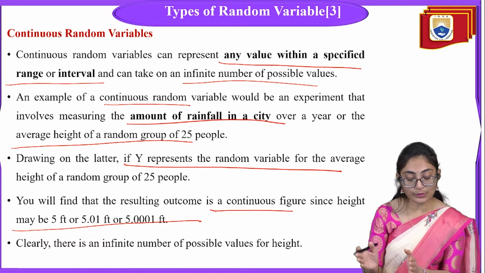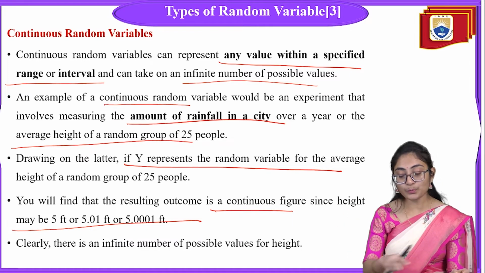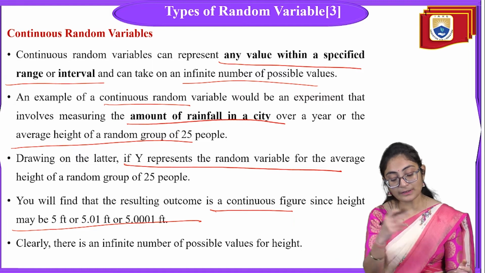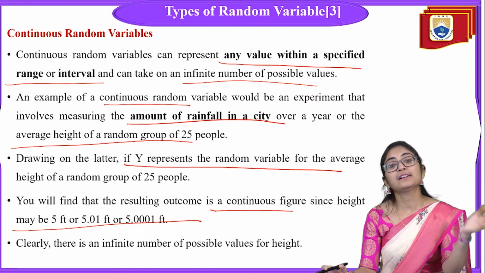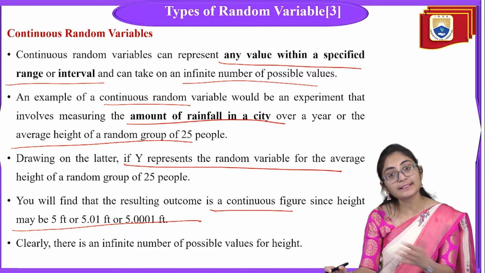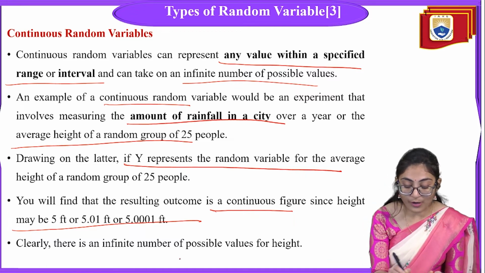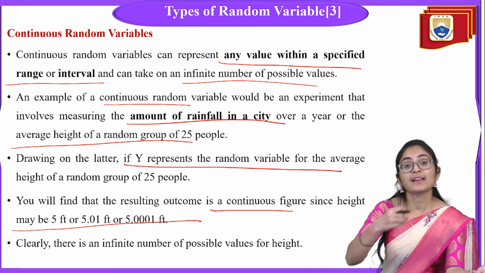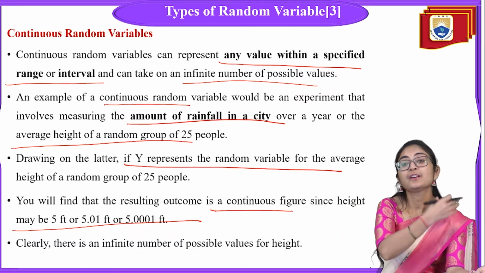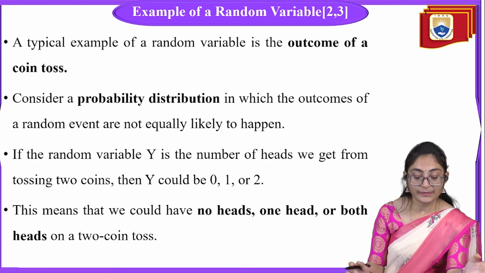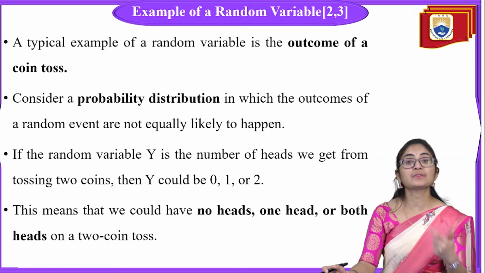That means you can say that your output is continuously changing, varying according to the conditions. And clearly there is an infinite number of possible values for the height. So we can't say that only this height will be available for every person. So that outcome is continuously changing.